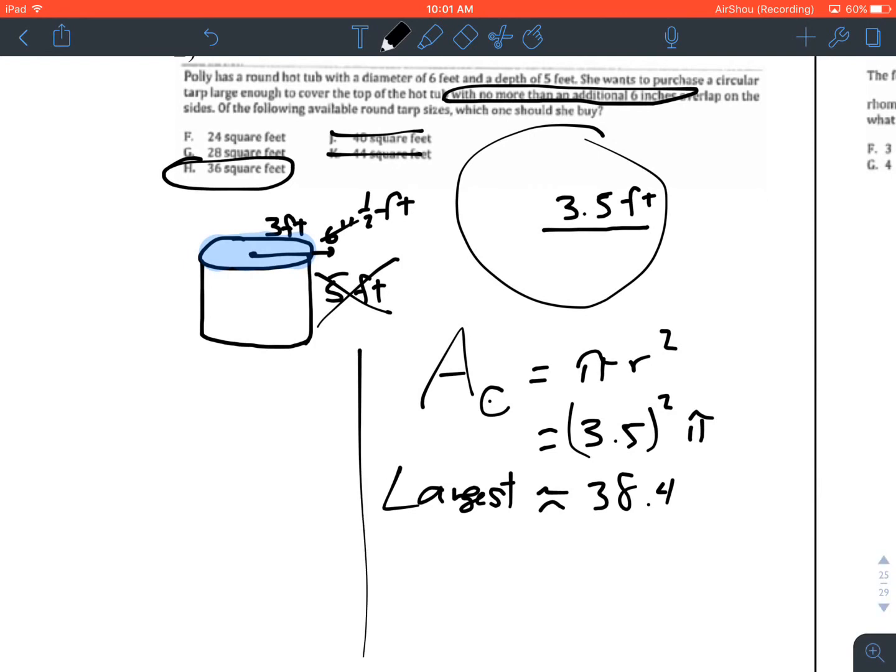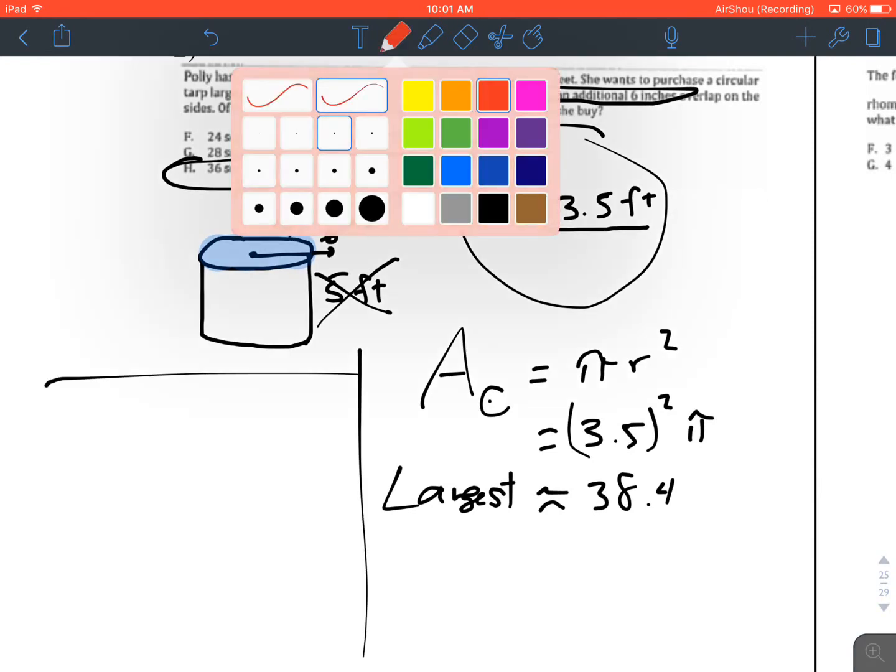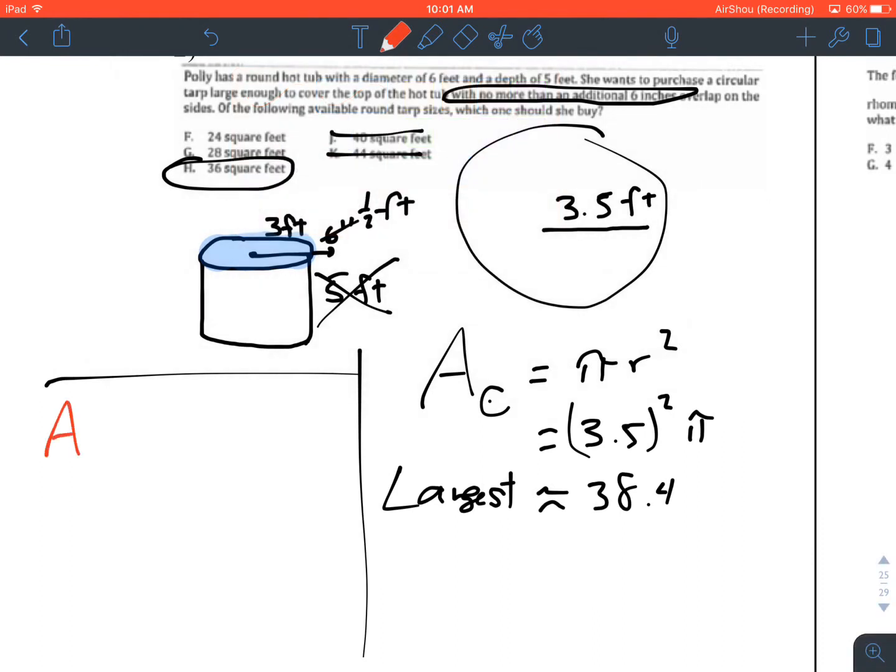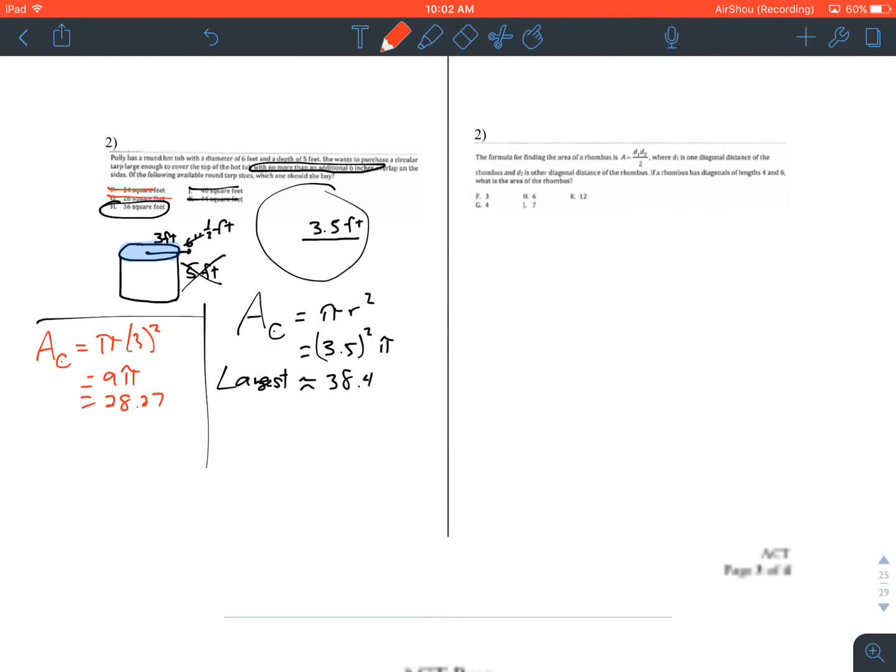Another way to look at this problem may be a little less complicated. If we just take the original size of the circle, it's pi times 3 squared, which is 9 pi. 9 times pi is 28.27. So that means that's the smallest she would want it, which eliminates those. So really, there's only one choice no matter how you look at the problem.